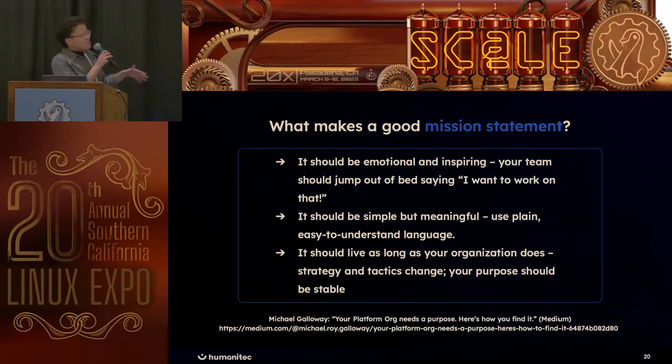It should also be simple and meaningful. You want to use plain, easy to understand language. Your mission statement should not be overwhelmed with jargon. And the last part, which I think is also probably the most important part, is that your mission should live as long as your organization does. The strategy and tactics that you use to achieve that might change, but your purpose should be stable.